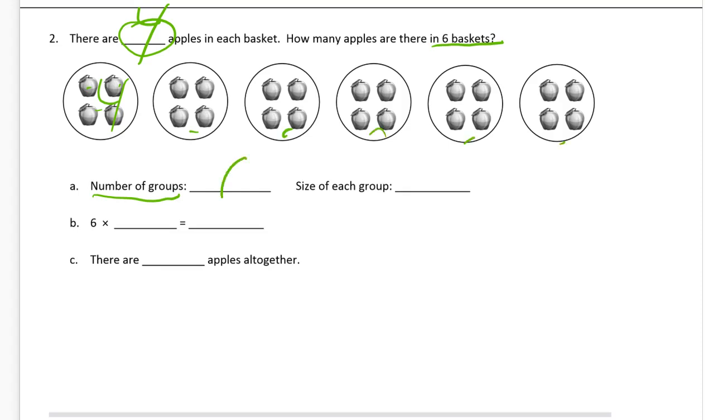1, 2, 3, 4, 5, 6. There's 6 groups. The size of each group is 4. That's the 4 apples in each one. 6 times 4. There's 24 apples there. There are 24 apples altogether.